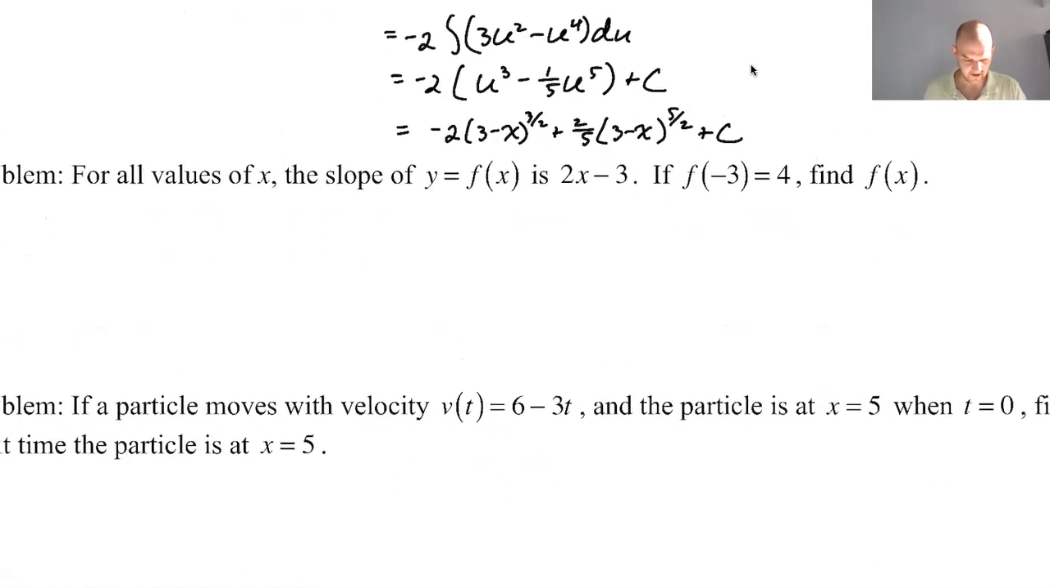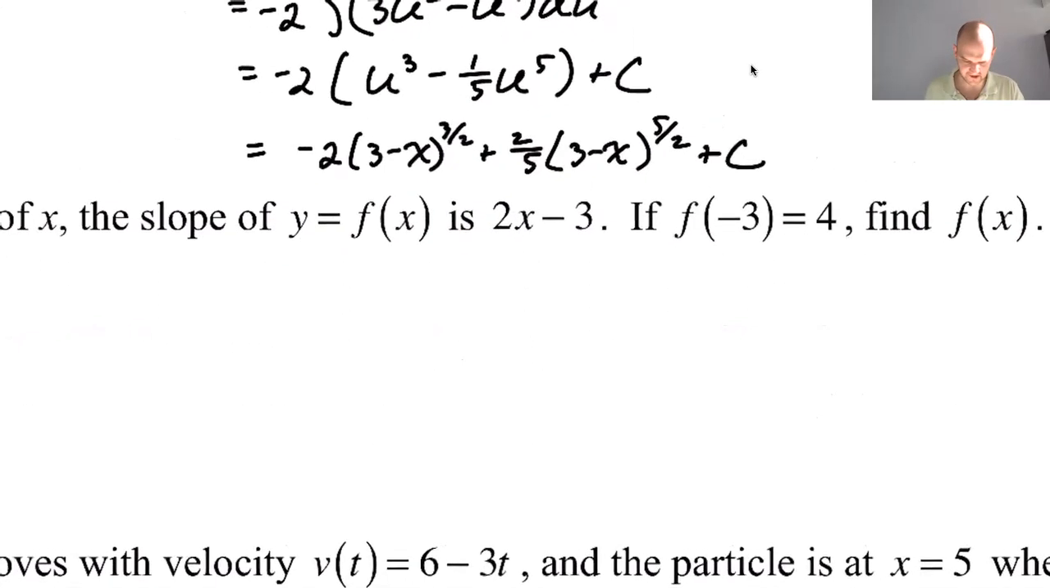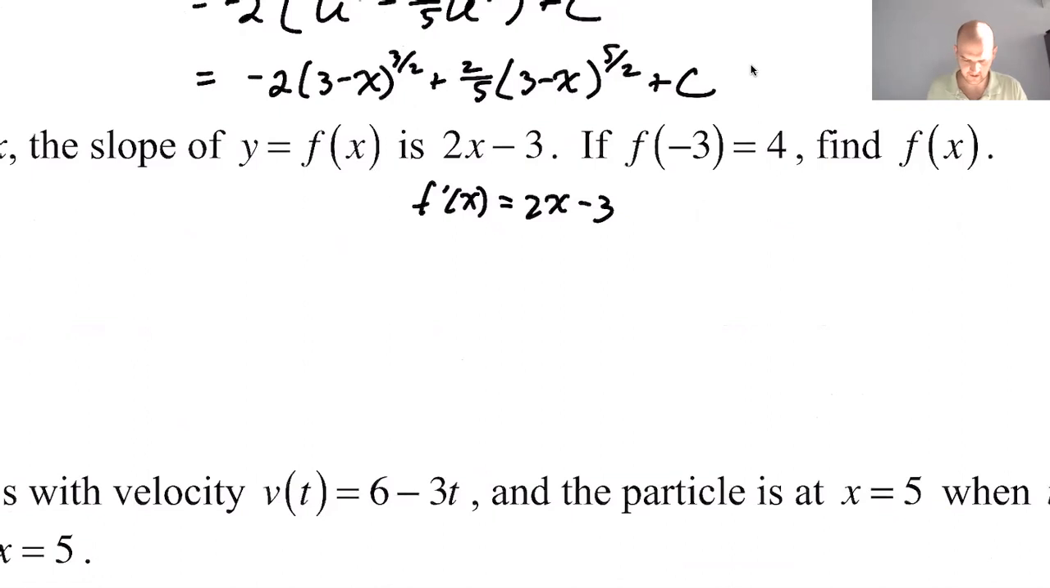All right, for all values of x, the slope of y equals f of x is this. This is a weird way. They write questions like this a lot. So this is just saying f prime of x is 2x minus 3. How do you get to this point in calculus and get thrown off by that? I don't know, but I guess people do because it's a really common type of question. So then I need to find f of x. So f of x is x squared minus 3x plus c.